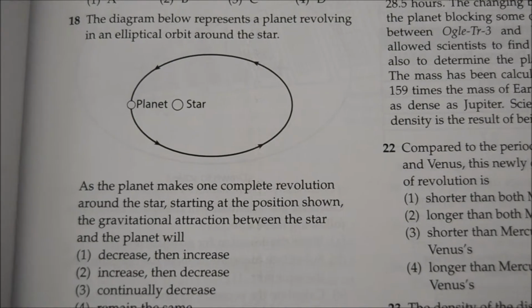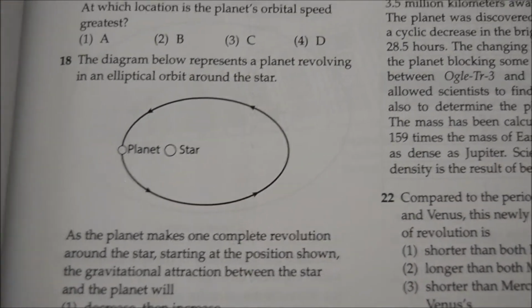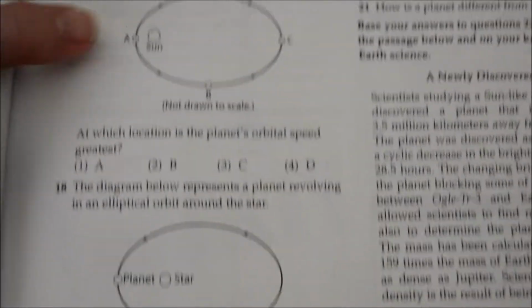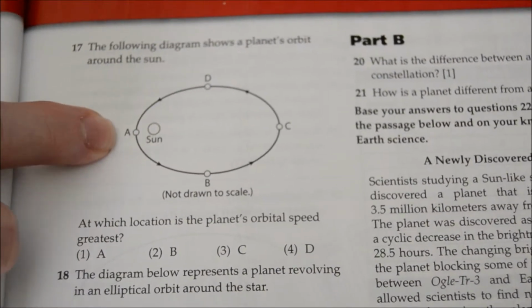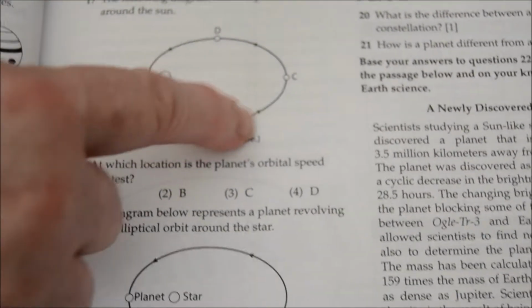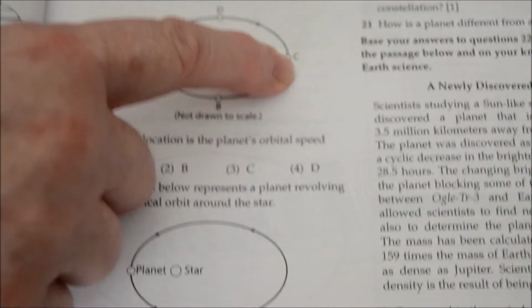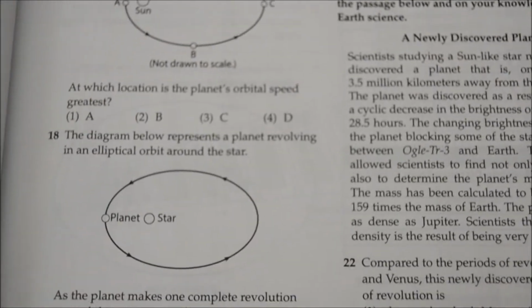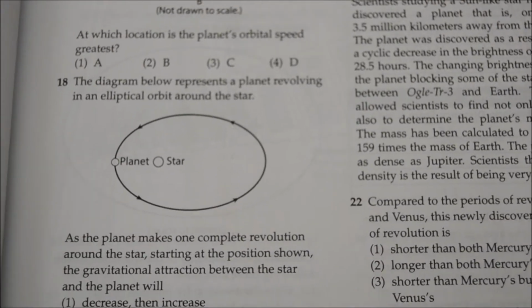The further the planet moves away from the sun, the less the gravitational attraction, the slower it goes. So if I look at this diagram, it's moving fastest at A, then it's going to start slowing down. It's slowest at C, and then it'll start speeding up until it's at A, where it's going the fastest. So that's going to help us with 18.